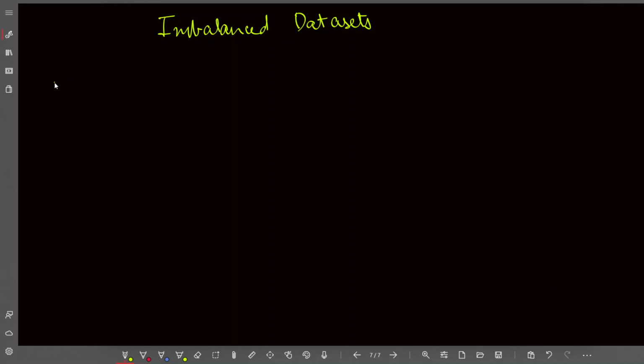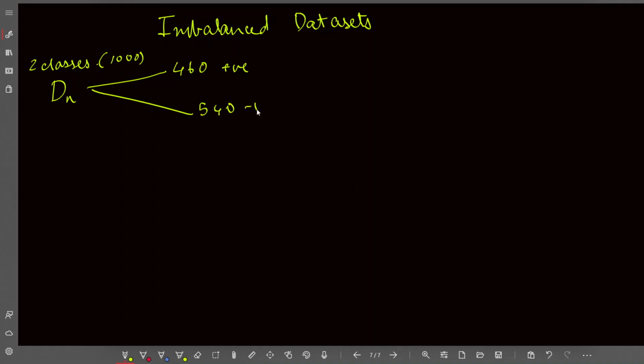So let's say we have a dataset Dn, and this is a two-class classification dataset, which means that there are only two classes. Let's say there are 1000 data points in this dataset, out of which 460 are positive and 540 are negative. The difference between the positive and negative classes is not very high. There's a difference of only 40 to get them equal. So this dataset is considered a balanced dataset.